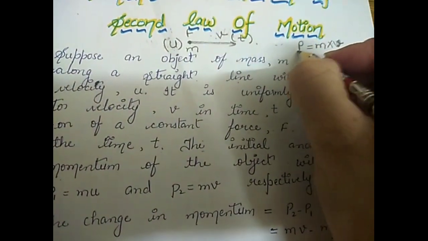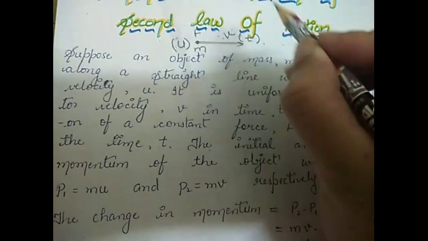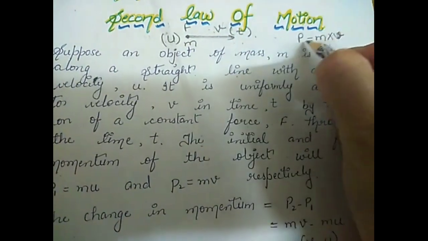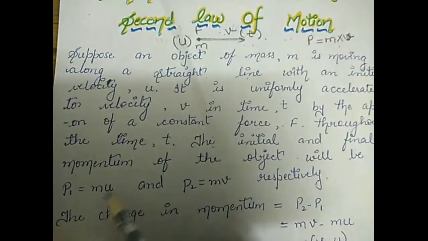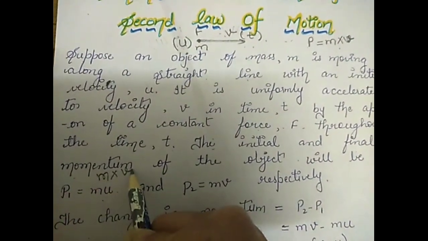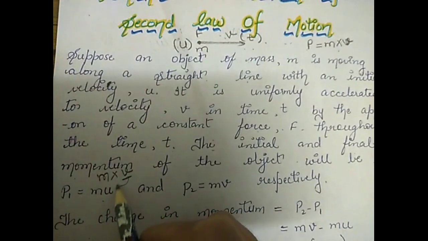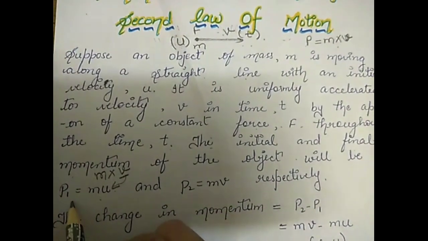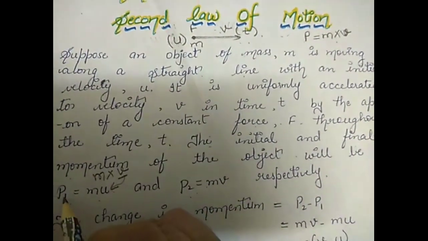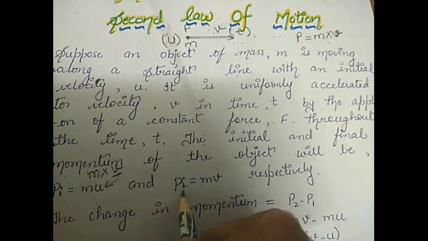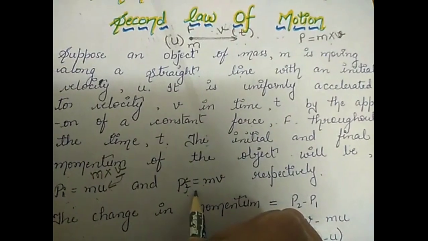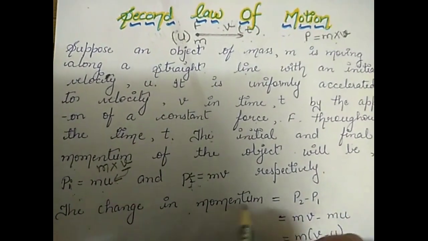So what will be the momentum initially and after attaining the velocity v? Initially the momentum will be mu, because momentum is m multiplied by v and the initial velocity we have taken here is u. That's why the initial momentum is mu and the final momentum is mv, or we can call them pi and pf, initial momentum and final momentum. Now let's see the change in momentum.